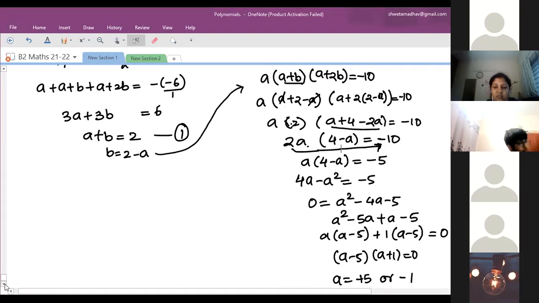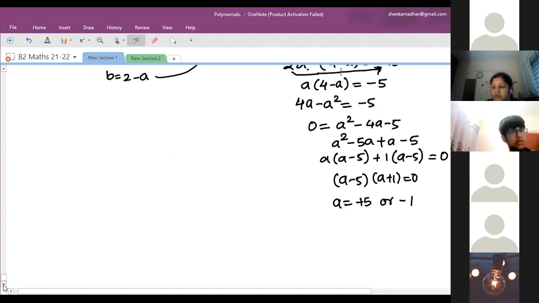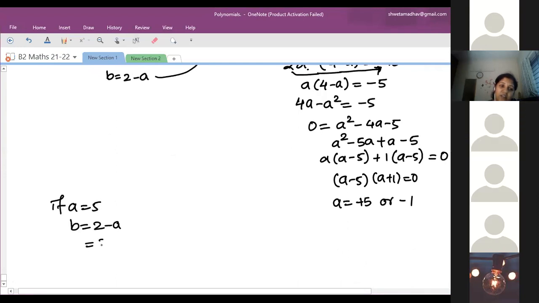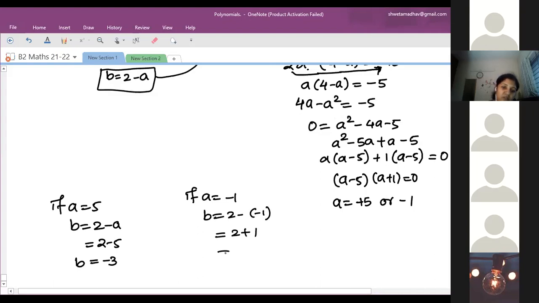Yes, Shreya? Ma'am, can you show how to find B once? I'm getting confused. B is 2 minus A. If A is equal to 5, what is the B value? 2 minus 5, which is minus 3. We have taken here B is equal to 2 minus A, we got that relation. And if A is equal to minus 1, then B will be 2 minus of minus 1, that is 2 plus 1, which is 3.